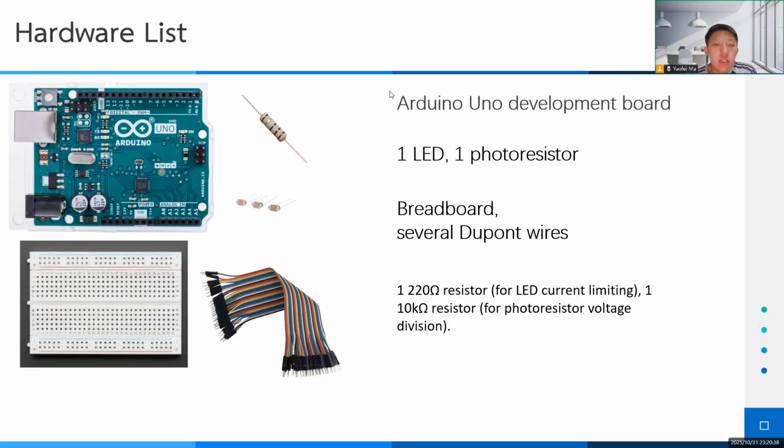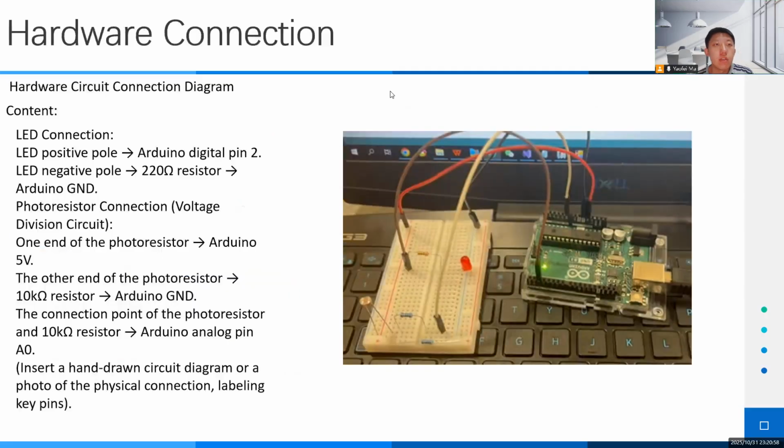You can see the Arduino board in the picture. It has many pins for connecting wires. Some for digital signals like the LED, and some for analog signals like the photoresistor. Hardware connection. Let me show you the rules.